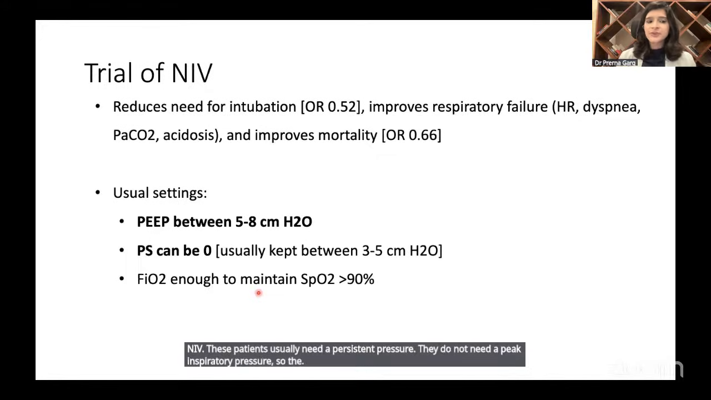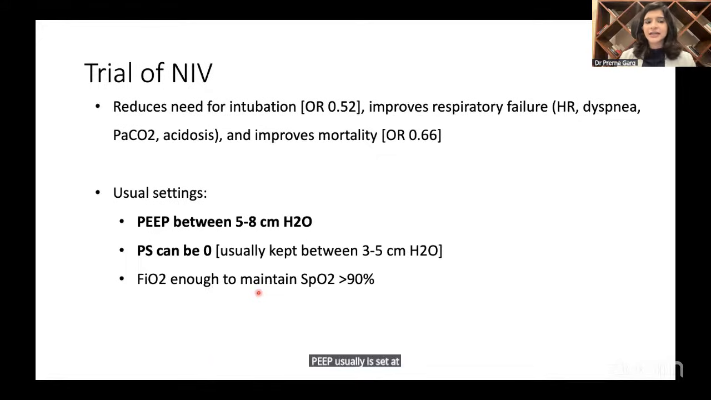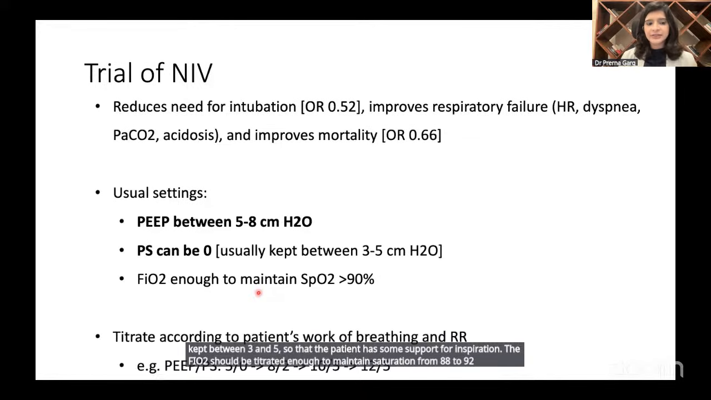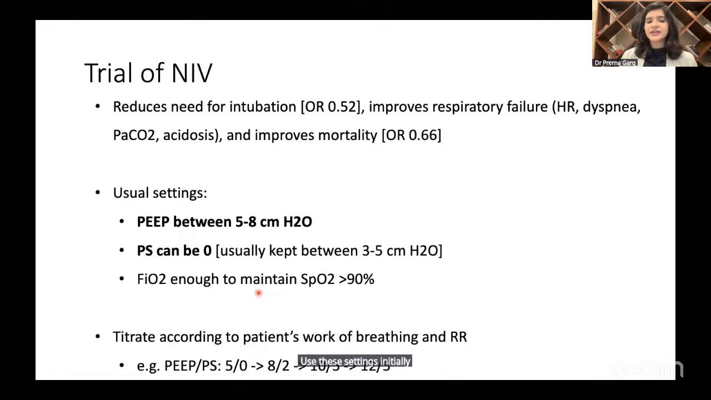So the PEEP usually is set at 5 to 8, and the PS can even be kept at 0. Usually it is kept between 3 and 5 so that the patient has some support for inspiration. The FiO2 should be titrated enough to maintain saturation from 88 to 92%, that is around 90%. Use these settings initially and then titrate according to the patient's response and respiratory rate.